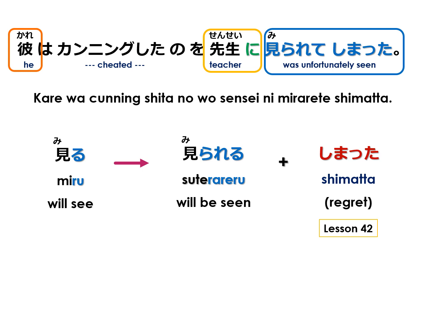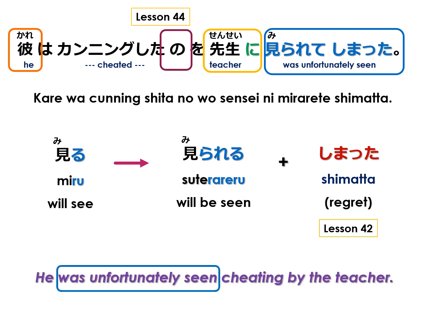was unfortunately seen. And what was unfortunately seen? カンニングしたの, that he was cheating in class. To cheat in a test in Japanese is カンニングする, likely coming from the English adjective cunning. And that whole verb phrase is nominalized by the particle no. And you can review nominalization with no and koto in lesson 44. So the whole sentence translates to, he was unfortunately seen cheating by the teacher.